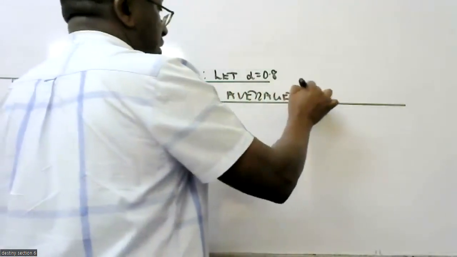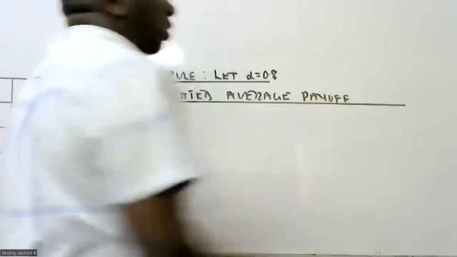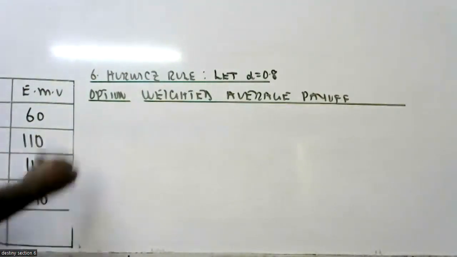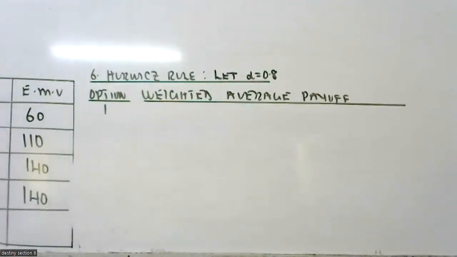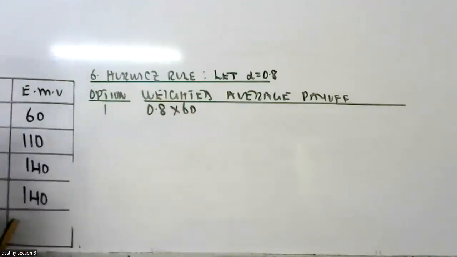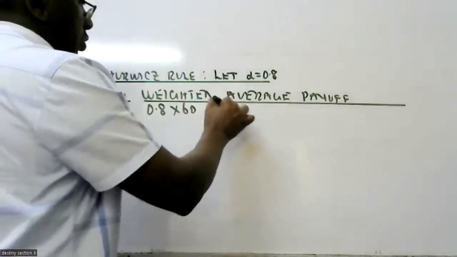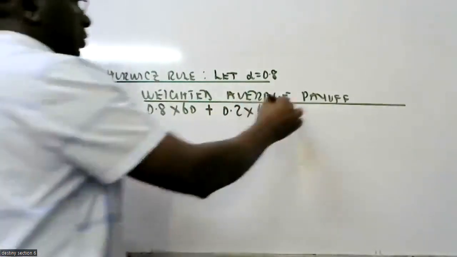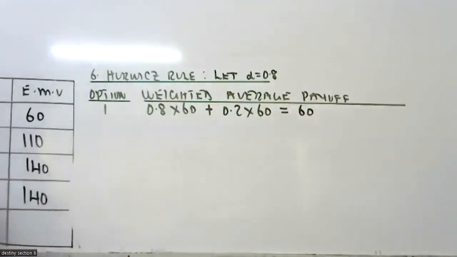Weighted average payoff. So in the weighted average payoff, option one here, what you do, you take this alpha, 0.8 multiplied by the best. The best is 60. Plus 1 minus alpha. 1 minus alpha is 0.2. So 0.2 times the worst. The worst is 60. So the answer will still be 60. When you check in the notes, you will see these formulas. They are there.